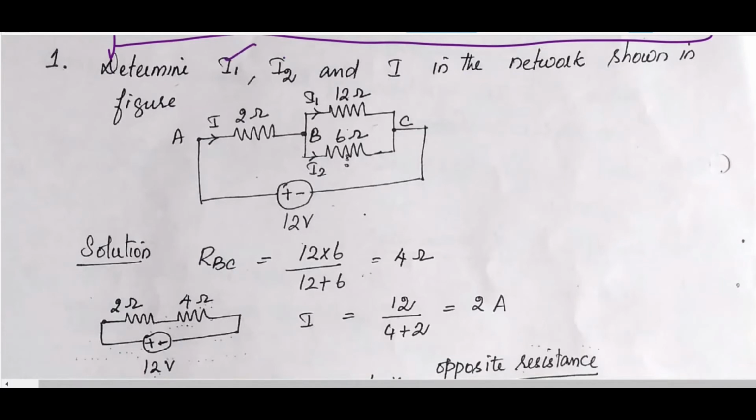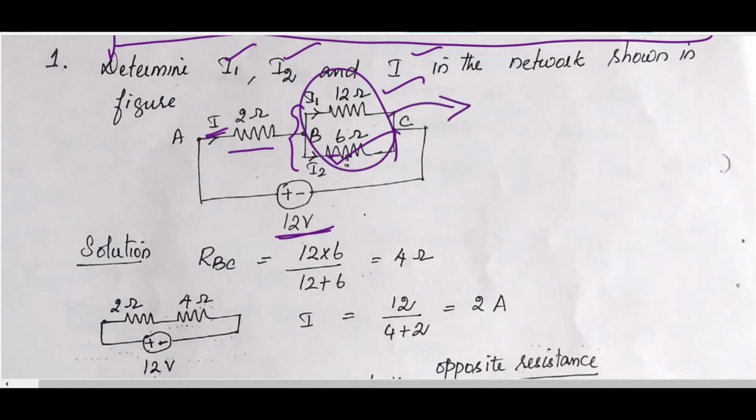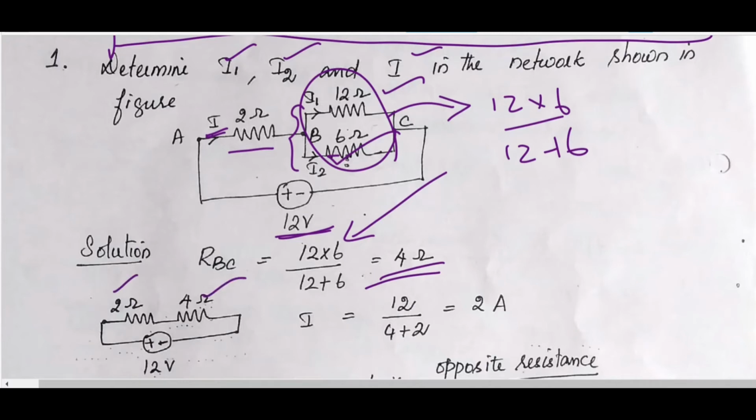Now determine currents I1, I2 and I in the network. Supply voltage is 12 volt, total current I flows through a 2 ohm resistor, and again we have a nodal point, with division of current I1 via 12 ohm and I2 via 6 ohm. Both resistors are connected in parallel, so we apply the parallel equivalent resistance: 12 into 6 by 12 plus 6, which is 4 ohm. This 4 ohm resistor is in series with the 2 ohm resistor, so 2 plus 4, the equivalent resistance is 6 ohm.